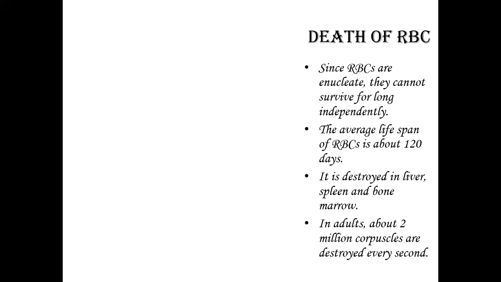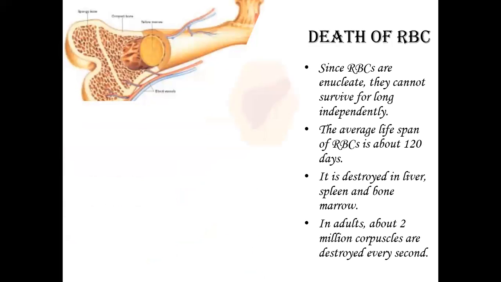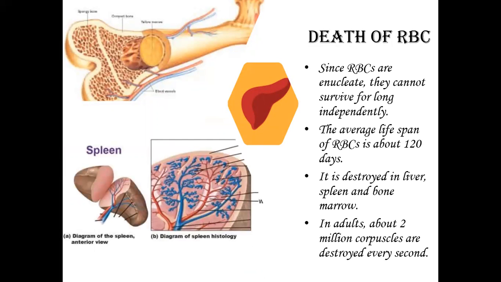In adults, about 2 million corpuscles are destroyed every second, which is about 1% of the total RBC population in the whole body. This is a bone, this is the liver, and this is the spleen.